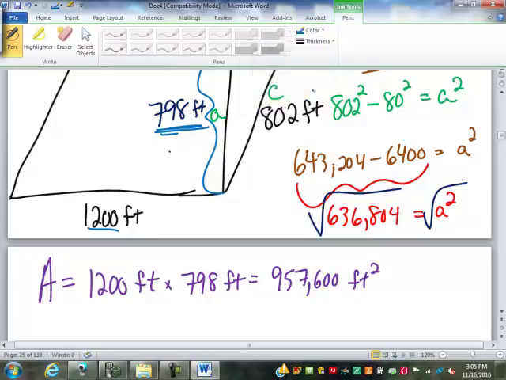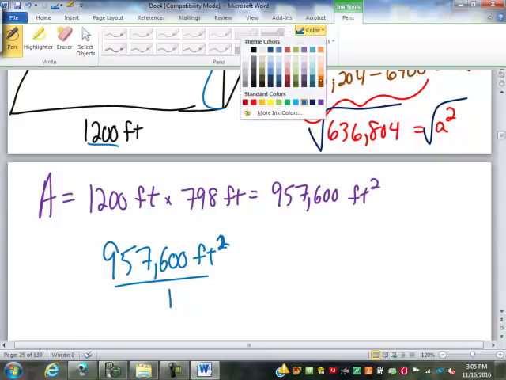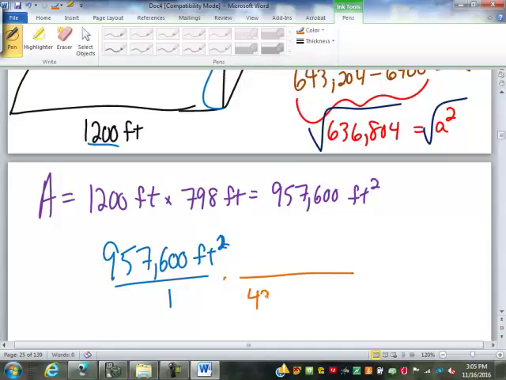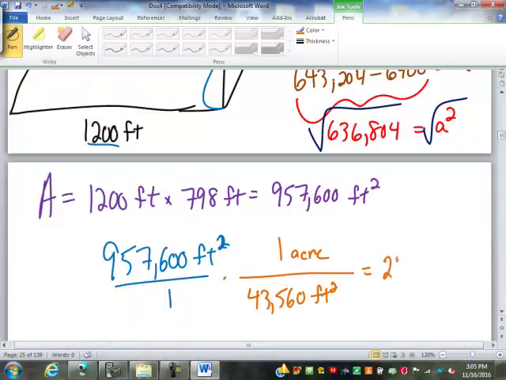And now we got to convert that into acres. So put that over 1. Remember, our magic number for acres is 43,560 square feet. It's on bottom, so we're going to divide by. So 21.98 acres. Any questions on that one?